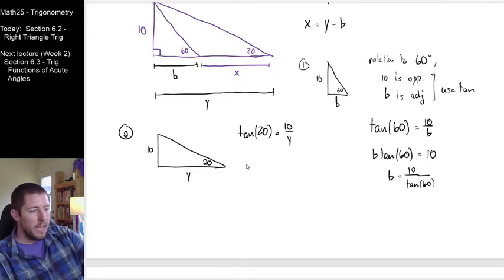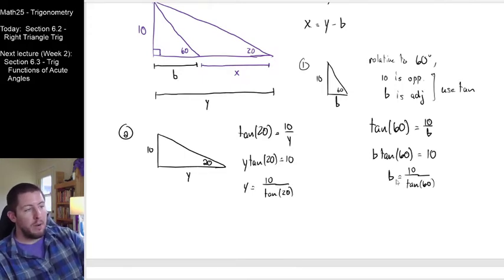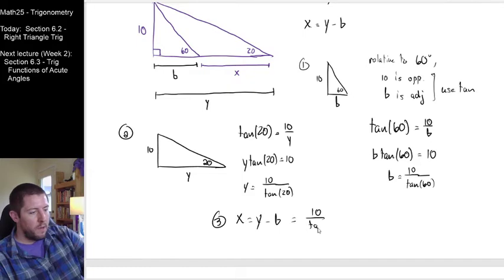Again, I'm going to multiply both sides by y. I'm going to divide both sides by tangent of 20. I now know an expression for b. I now know an expression for y. I now know that I can just subtract these guys and identify the overall value of x. 10 over tan 20 minus 10 over tan 60.